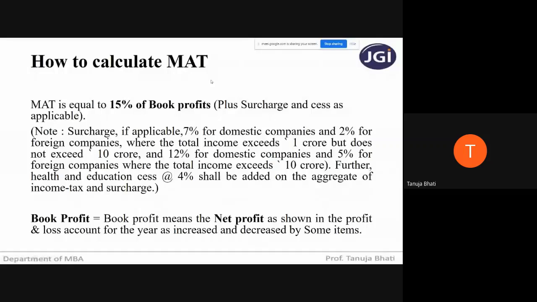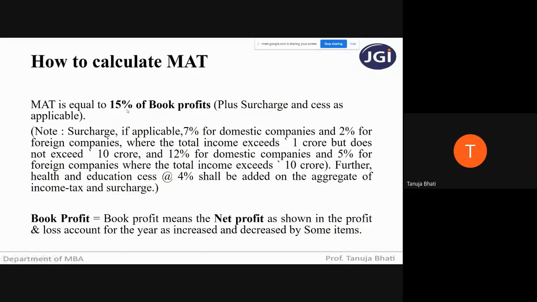Next, how to calculate MAT? Now, remember students, MAT is equal to 15% of book profits. So MAT, you all know, is nothing but a fixed percentage on profits. In my first slide, I told you it is a fixed percentage on profits. What is the fixed percentage? 15% of which profits? Book profits. Now, how to calculate book profit?